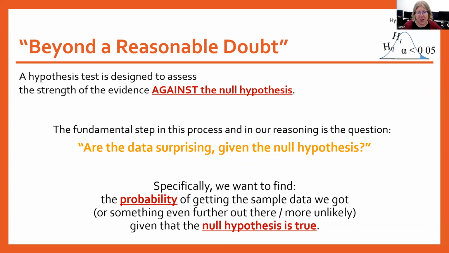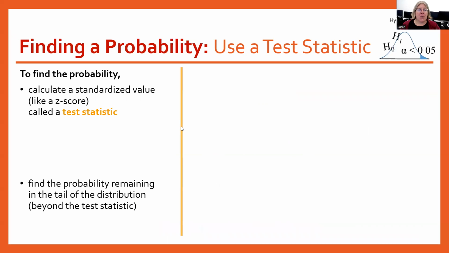gets stronger and stronger. So specifically what we're going to do is we want to find the probability of getting the sample data we got or something even further out there or more unlikely given that the null hypothesis is true. So the way that we're going to do that, to find that probability, we're going to calculate a standardized score, which is a lot like a z-score, and that thing is called a test statistic.